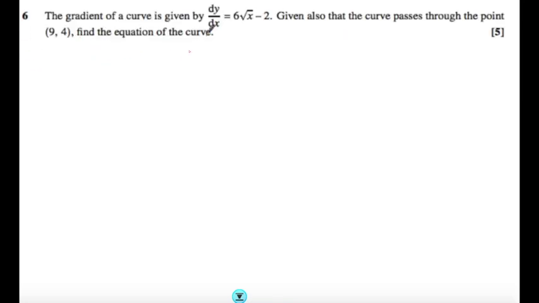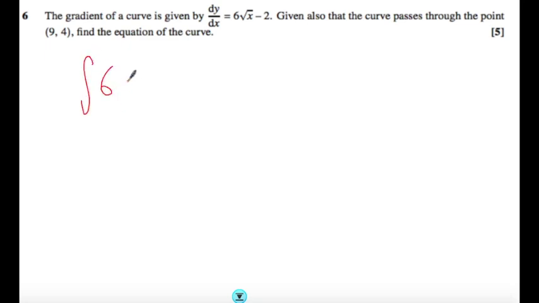Right, 6. The gradient of the curve is given by this. Given that the curve also passes through the point (9, 4), find the equation of the curve. Right, so this is nothing to do with tangents or normals now. So we've got the derivative and we want to find the original equation. So we're going to have to integrate the derivative.